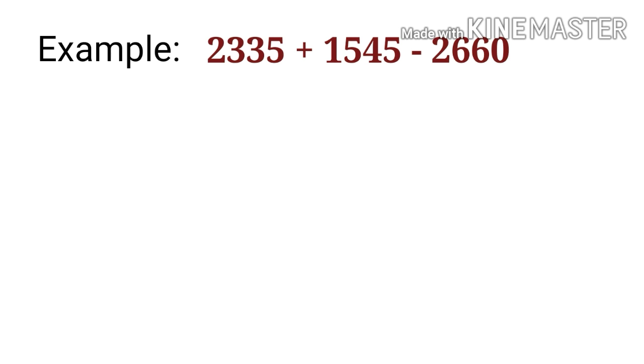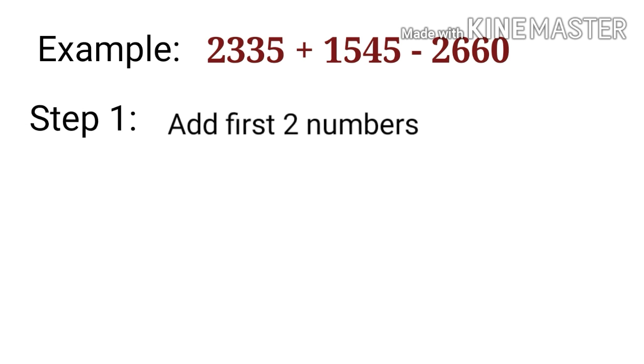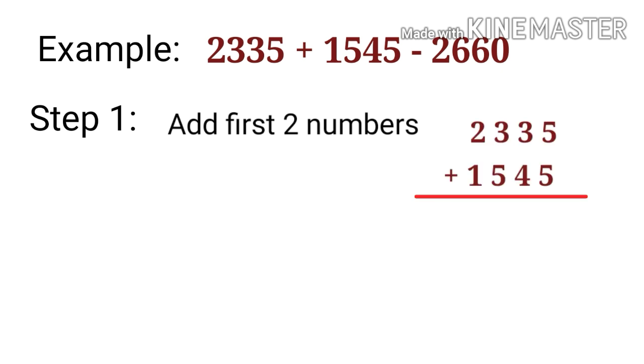2,335 plus 1,545 minus 2,660. Now, let us begin the first step, that is add first two numbers. When we add 2,335 plus 1,545, we will get the sum 3,880.